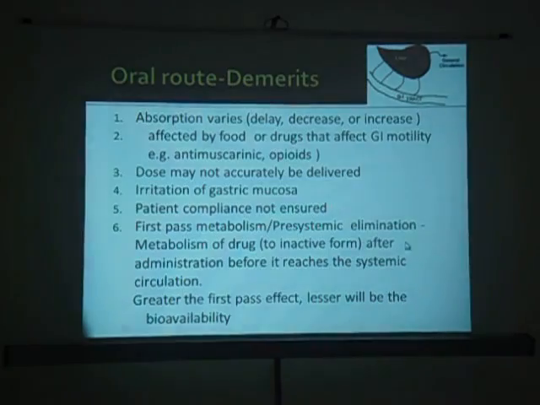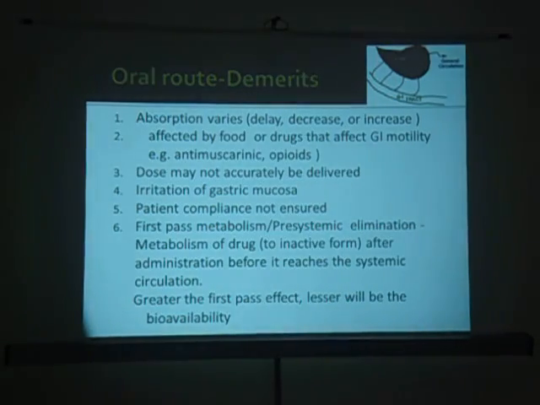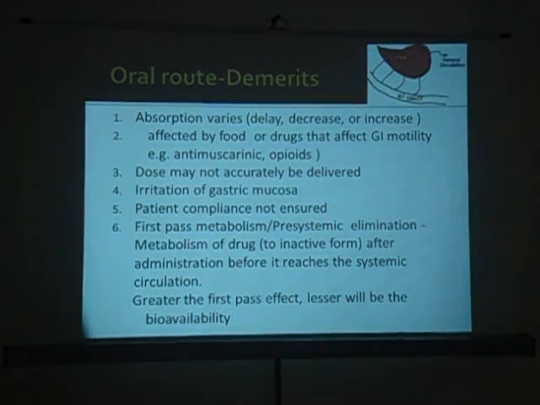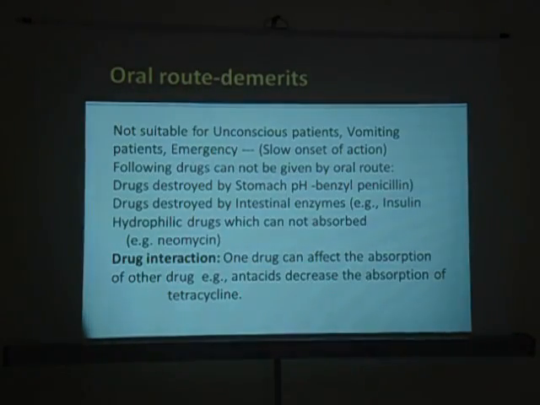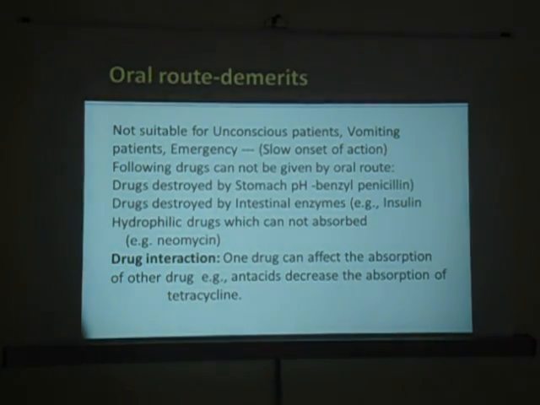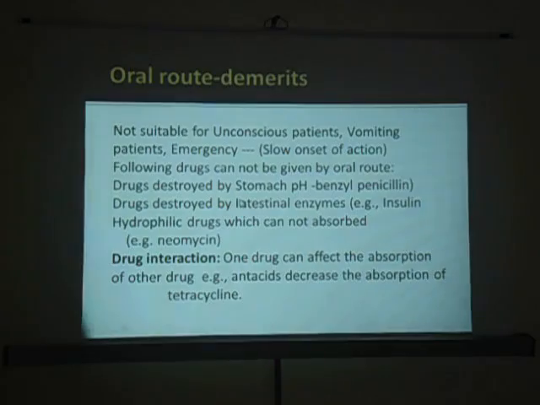So first pass metabolism or pre-systemic elimination, yes. What happens? The drug can be converted into an inactive form, or the amount of the drug reaching the systemic circulation can be decreased, bioavailability can be decreased. So the greater the first pass metabolism, the less will be the bioavailability. So can we give it in unconscious patients? No, we cannot give it in unconscious patients, or an uncooperative patient who is vomiting. We cannot think of this route. Emergency, no way.